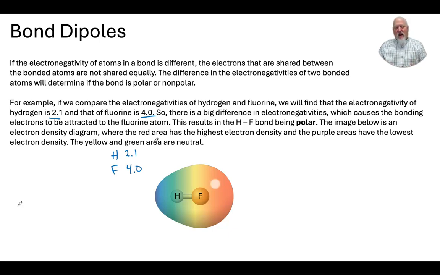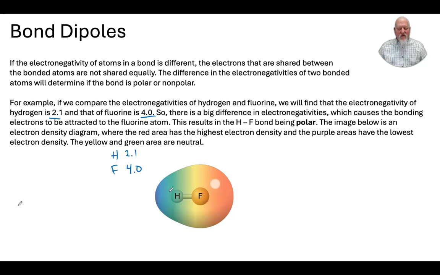What that causes is it causes the fluorine to be slightly negative. It's not a full negative, it's not an ion, it's not like F minus, but the electron from hydrogen is spending some time around fluorine more than it is hydrogen. So it makes fluorine slightly negative, and as a result, it makes hydrogen slightly positive.